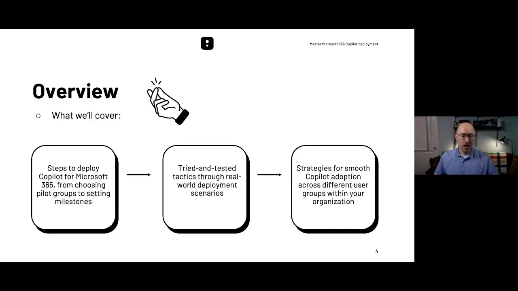So with that, the things that we're going to cover here today are things that I've actually lived since August of last year. The steps for actually going through and deploying Copilot within your organization. This isn't just turn it on and let it loose. There's some strategic things that you need to do to really maximize the potential of Copilot in your organization.